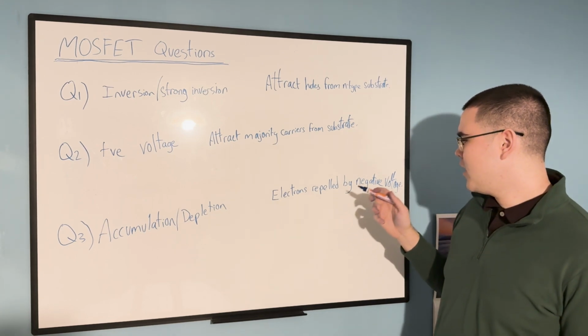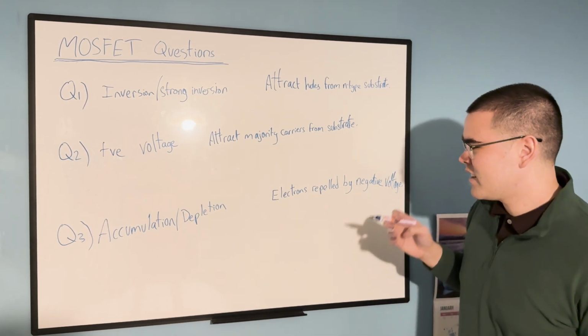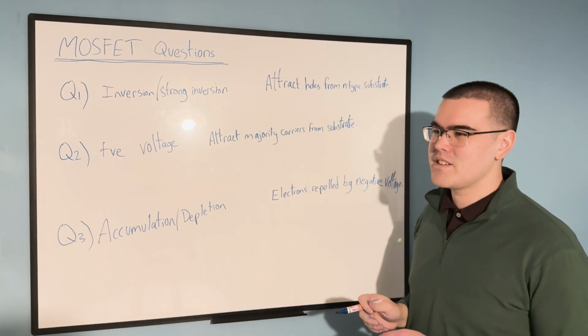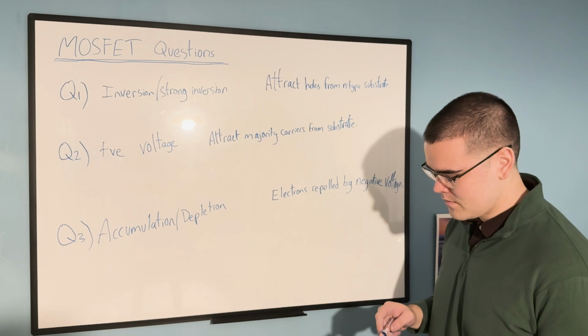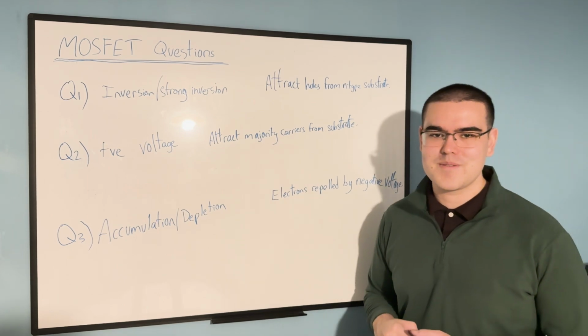So the electrons are repelled by the negative voltage, and in depletion, well, depletion is kind of a grey area, to be honest, but I would accept that as an answer for the time being.